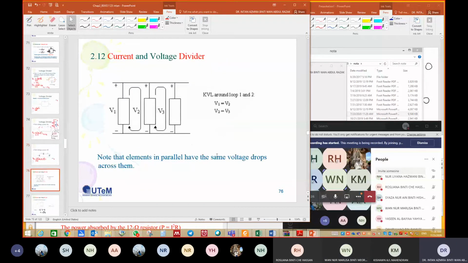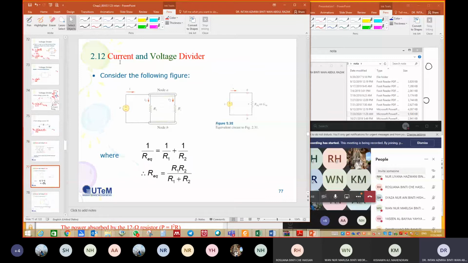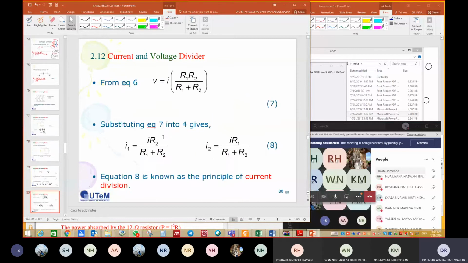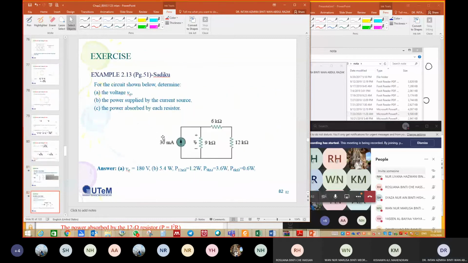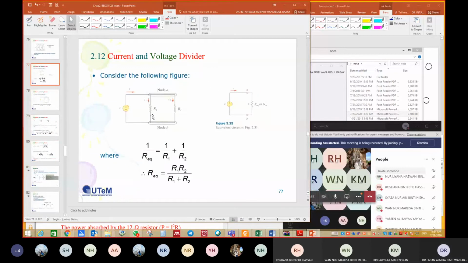Okay, that's for voltage divider, not current divider. Current divider deals with parallel circuit. Why do we call it current divider? Because in a parallel circuit there is a current source. This is the voltage source, but the current that comes out from this voltage source is the current source.